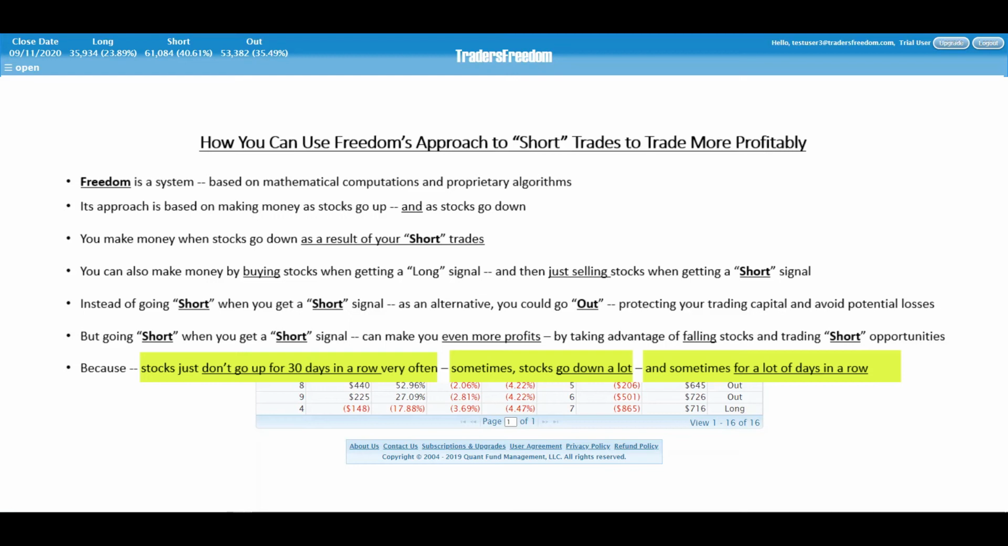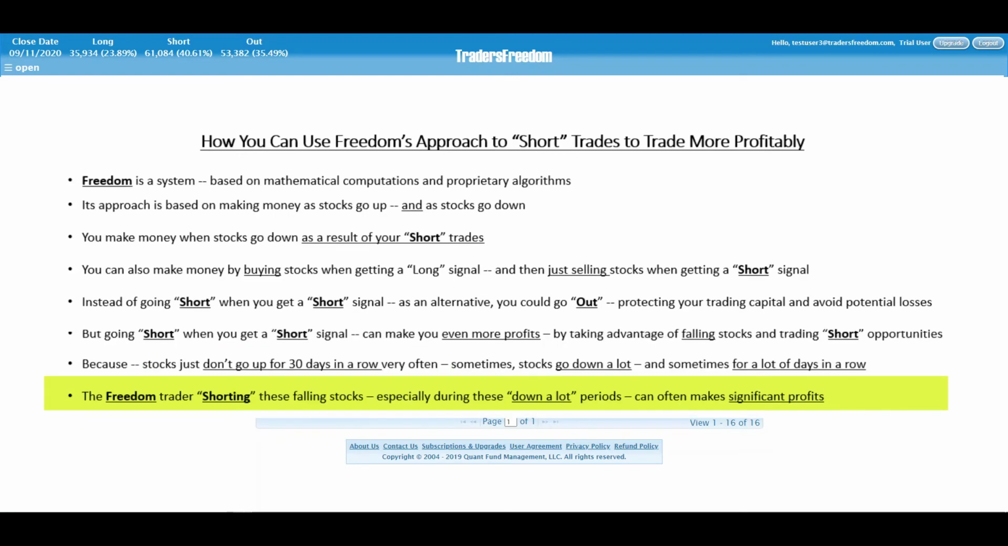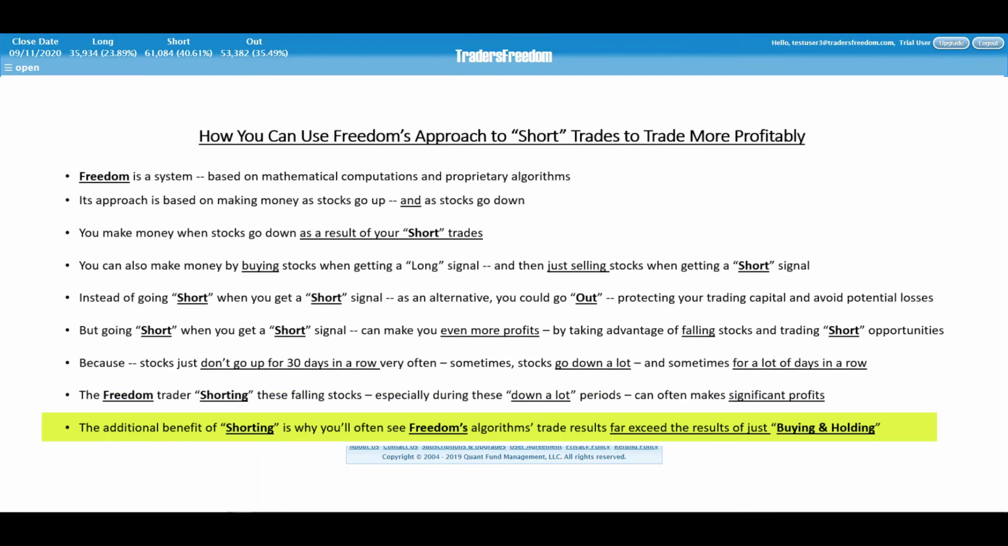Plus, every trading day, no matter whether the stock indexes gain or lose, there are some stocks that go up and there are some stocks that also go down. So shorting stocks is an opportunity for you to take advantage of when stocks do go down, and stocks, believe me, will inevitably go down. Now, the benefits of shorting stocks are clear. It's also why you'll quite often see that Freedom's algorithms' trade results far exceed the profits you'd realize from just buying and holding the same stock throughout the entire period that you chose.